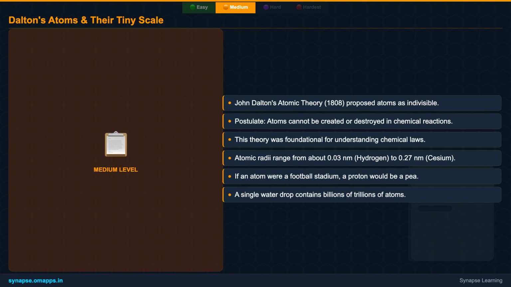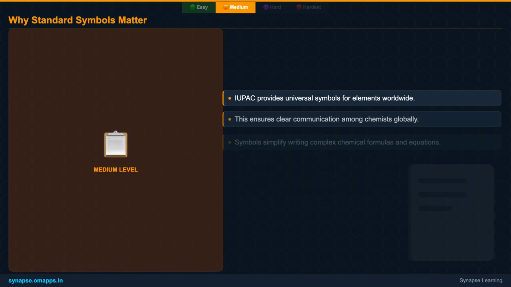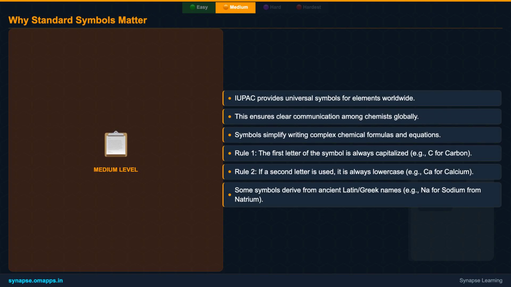To truly grasp atomic size, let's use an analogy. Atomic radii range from about 0.03 to 0.27 nanometers. Imagine an atom as a football stadium. A proton inside it would be merely the size of a pea. An astonishing fact, a single drop of water contains billions of trillions of atoms, highlighting their immense numbers and tiny scale.